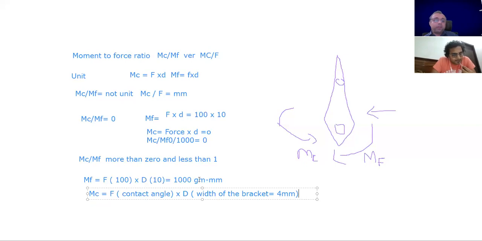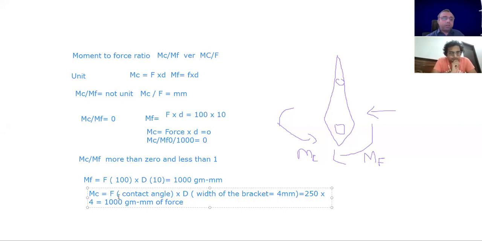So if we have 4 millimeters and we want bodily movement, then we need 250 grams of force for effective movement of the couple. So that would be 250 multiplied by 4, because the bracket width is constant. So we need 1000 gram millimeters of moment to create bodily movement. I hope I'm right.